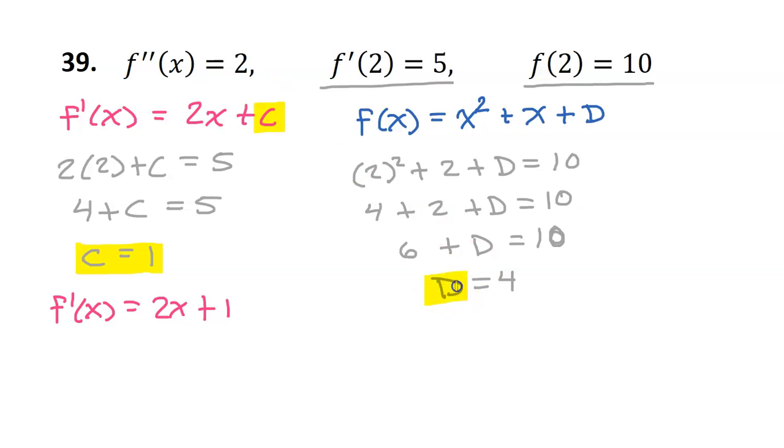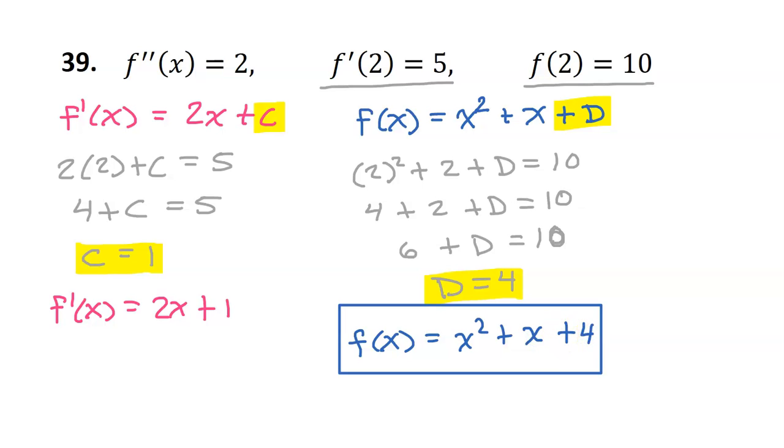So for the particular solution, we will use the d value of 4, and we get f of x is equal to x squared plus x plus 4. Kabam!